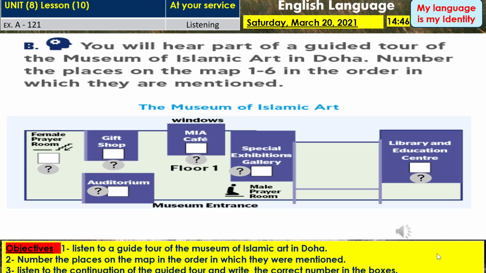Opposite the auditorium is the gift shop. There are plenty of souvenirs available, including some beautifully designed items inspired by some of the pieces on display in the museum.